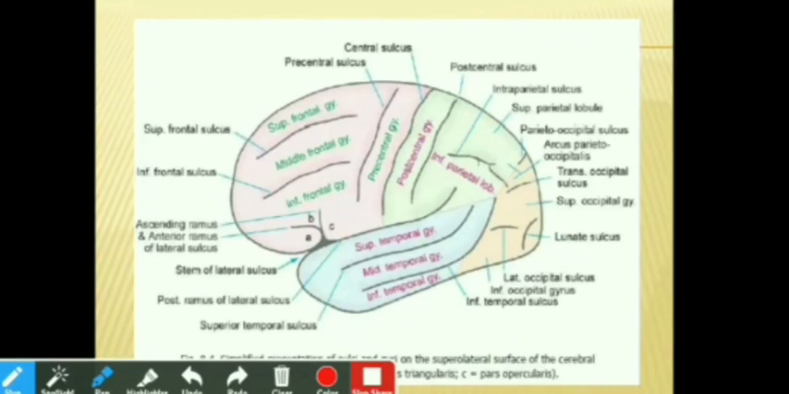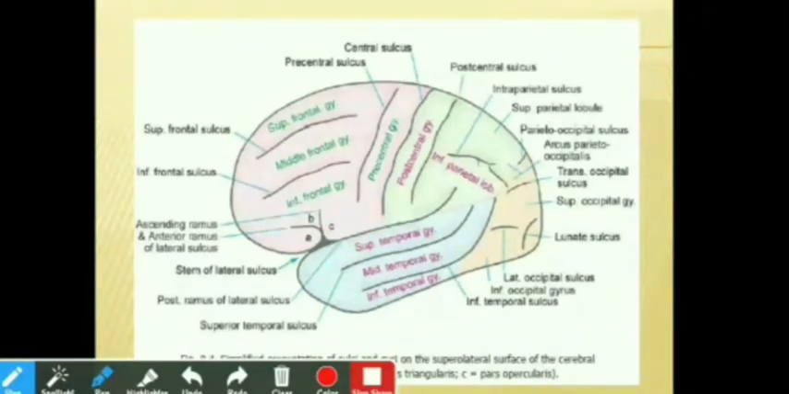The stem of the sulcus begins in a deep cleft in the inferior surface. Here in the superior surface, you can see the stem of the lateral sulcus. On reaching the supralateral surface, it is divided into three rami. The Sylvian point is the point where the three rami diverge from each other. So this is the Sylvian point, and the three rami are the anterior ramus, ascending ramus, and the posterior ramus of the lateral sulcus.